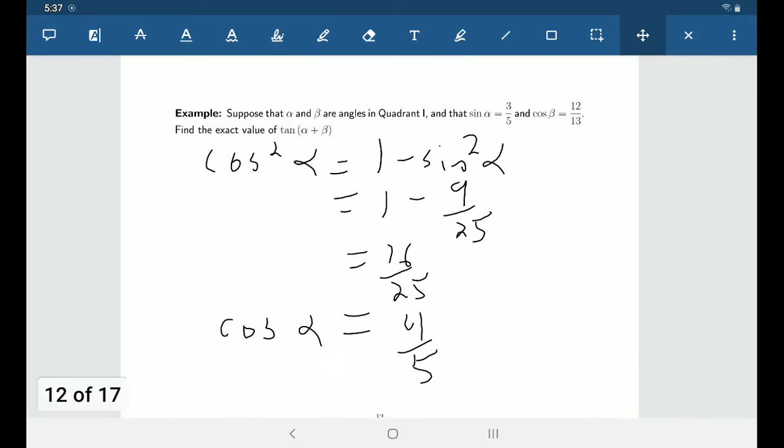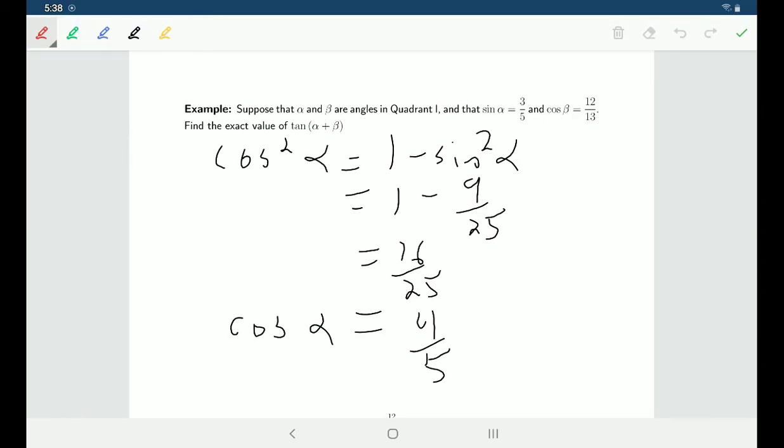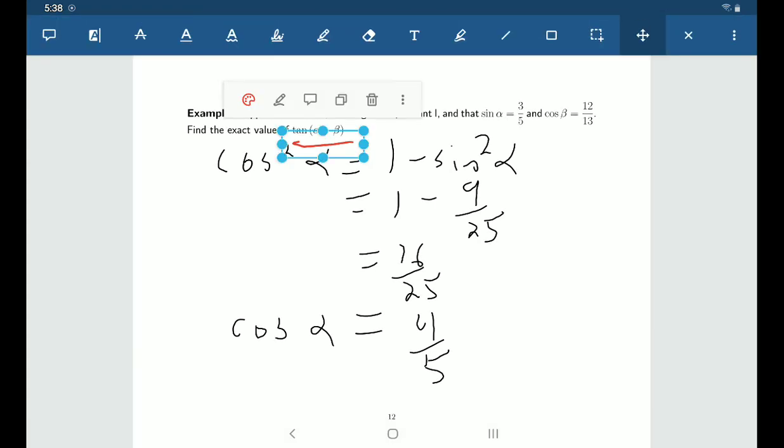So we've now figured out for ourselves what the values are for sine of alpha, cosine of alpha, sine of beta, and cosine of beta. The reason I was doing all of this is because we are going to be finding tangent of alpha plus beta. And knowing our formula for tangent of alpha plus beta, we'll need to know what tangent of alpha is and also what tangent of beta is.